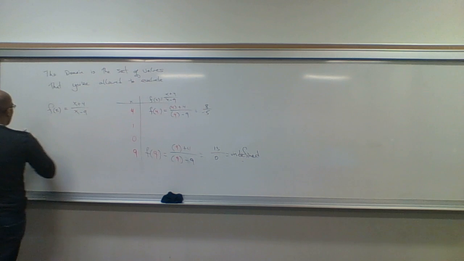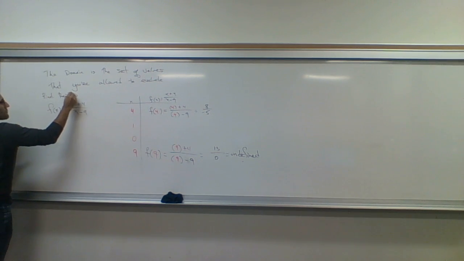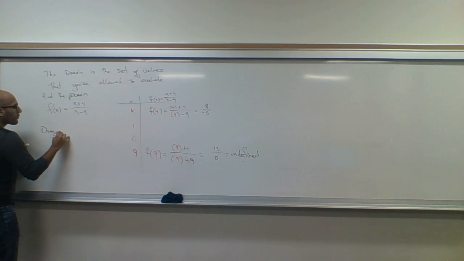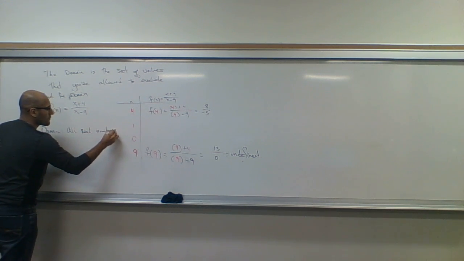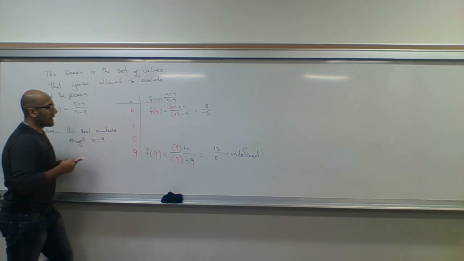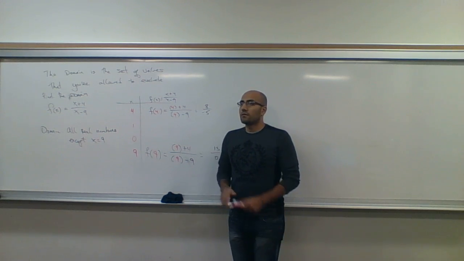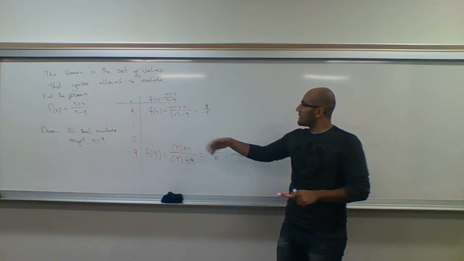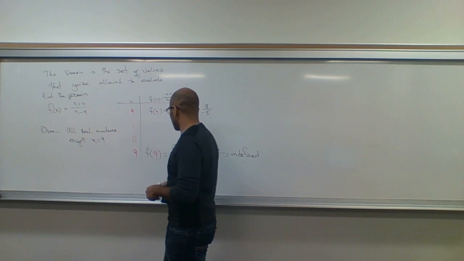So back to this thing. If this says find the domain, then I'd say the domain is all real numbers except x equals positive 9. X equals positive 9 is the only one that doesn't work. Good? Questions, comments, issues? No? Okay, well some of them are really easy, like this one. What causes a 0 in the denominator? It's x equals 9.